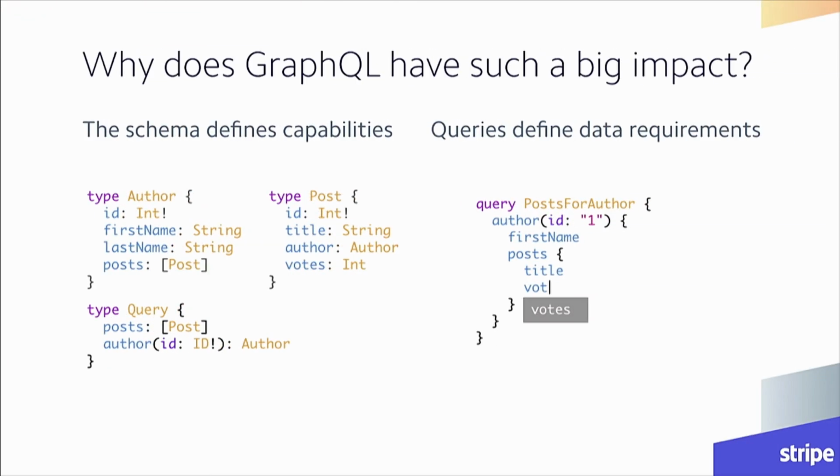So why does GraphQL have such a big impact? Well, schema defines capabilities, queries define data requirements. From this schema here on the left, I can combine them on the right, even get some little auto-completion, as you can see here. And I can reduce overfetching of data. I can have accurate monitoring, which is something I'll talk about a little bit later. And we have a really good mocking system.